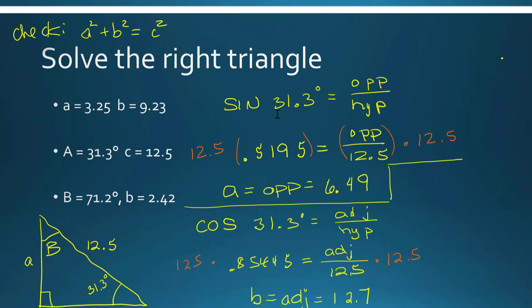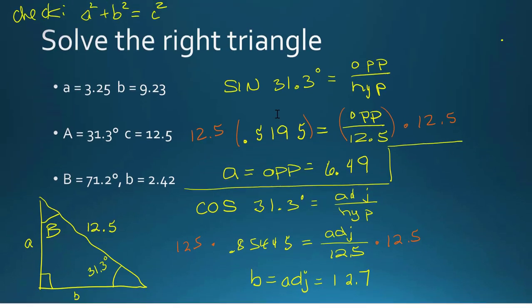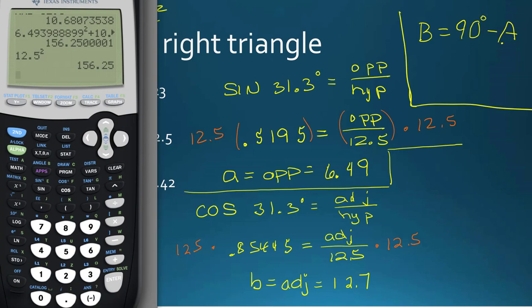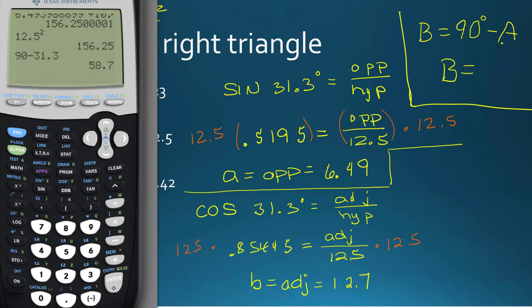And B is, stay steady. B, come on, pickle button. There we go. B would be 90 degrees minus A, and let's just pretend that I don't trust myself to do that math right now. 90 minus 31.3 gives me 58.7. Beautiful. Woohoo! Beautiful.